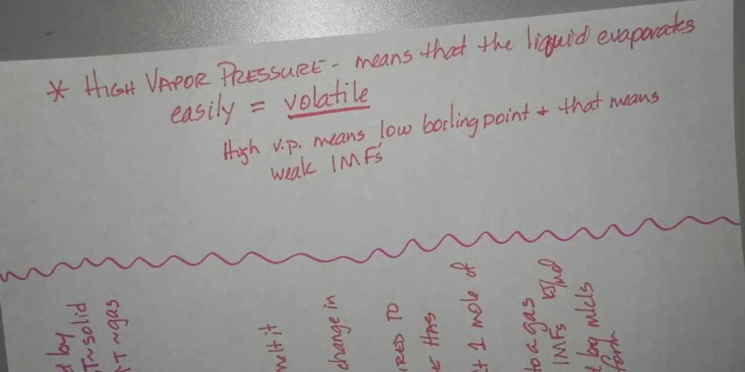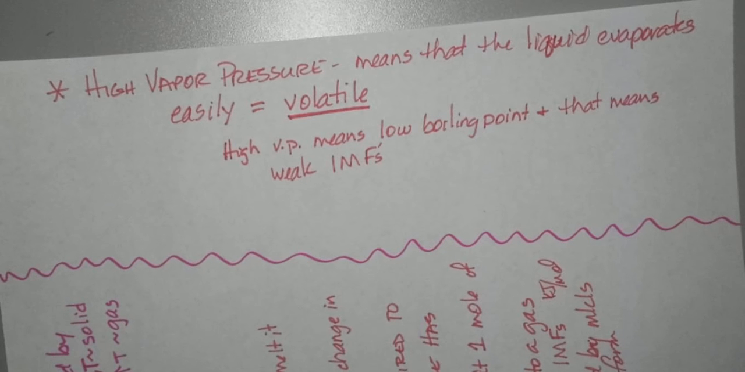Okay, so high vapor pressure means it changes to a gas easily. There's a lot of pressure of that liquid that changed to a gas right there. If it changes to a gas easily, it means not very many IMFs, right? And if there's not very many IMFs, it means there's a low boiling point. It's easy to boil. The more IMFs there are, the higher the temperature it takes to boil it. Okay? So one more thing.